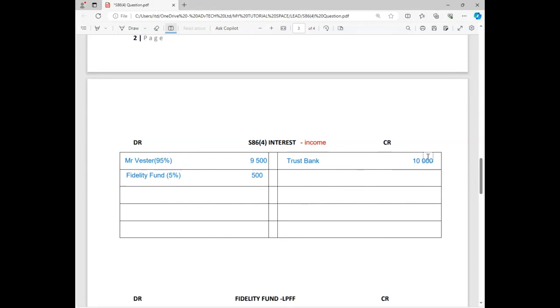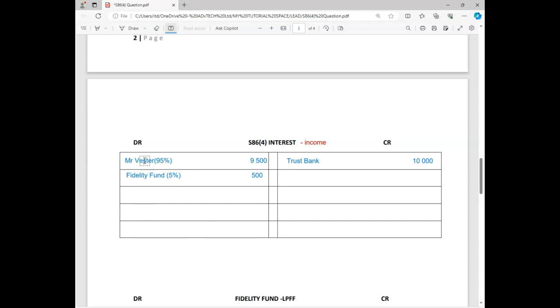By putting this trust bank account here, I know the next step is to take it to the trust bank account. By putting it here as Mr. Vesta, I know the next step is to take it to Mr. Vesta. By putting Fidelity Fund here, I know the next step is to take it to Fidelity Fund. So I try to make sure that I put everything in detail. I hope it makes sense.